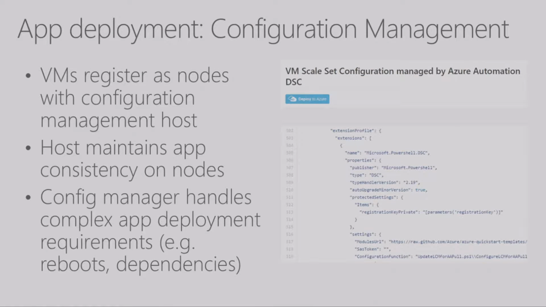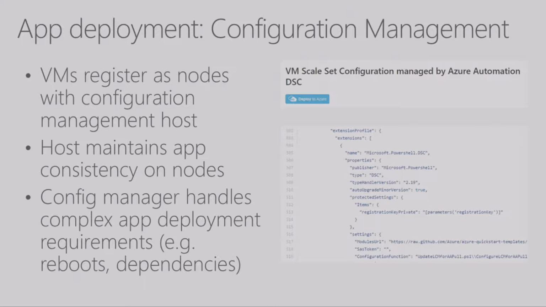Another way, now suppose you're deploying an application that requires .NET 4.6.1, and as part of deploying that, it requires a reboot of the VM. That's a little bit inconvenient if you're trying to run that from an extension. What's the extension going to do? It could get a little bit complicated. And that's where using some kind of configuration management can come in very handy. So Azure Automation DSC is a good example.